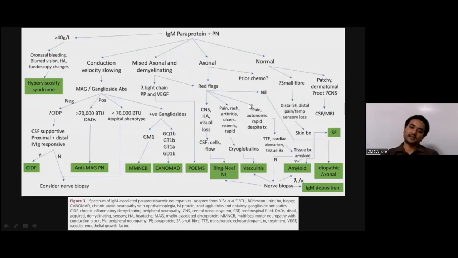And as other red flags: autonomic, as we previously described, severe autonomic failure, orthostatic symptoms, severe pain, and rapid progression despite treatment.